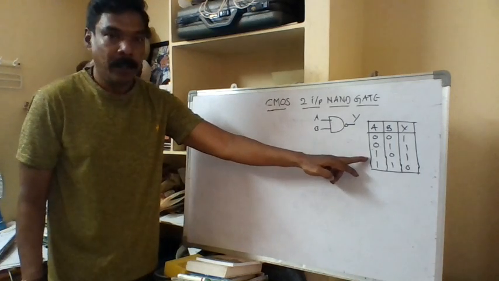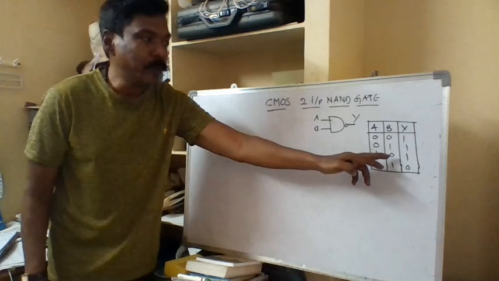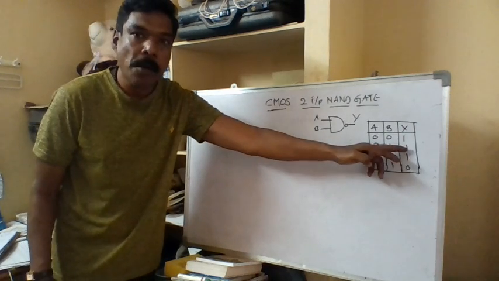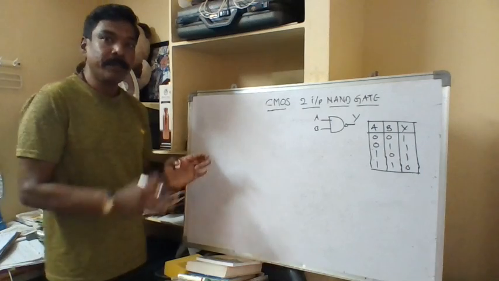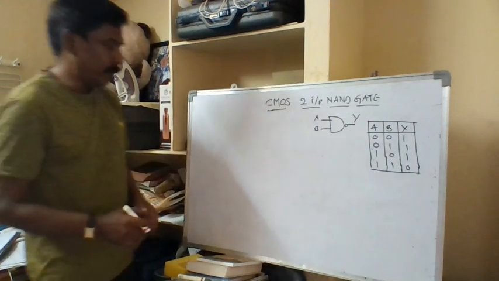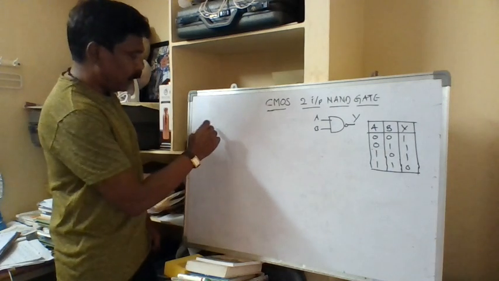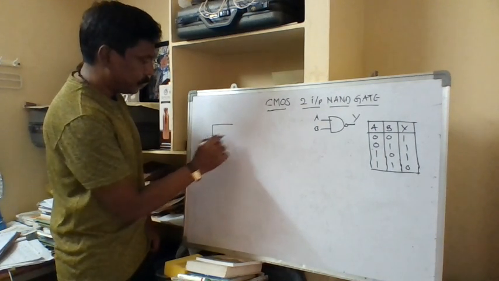So the truth table: when both the inputs are high, then only the output is zero. When any one of the inputs is low, then the output is high. Let us see how to realize this with simple switches, then we can go to the CMOS realization. Let me draw the switches first and explain it later.